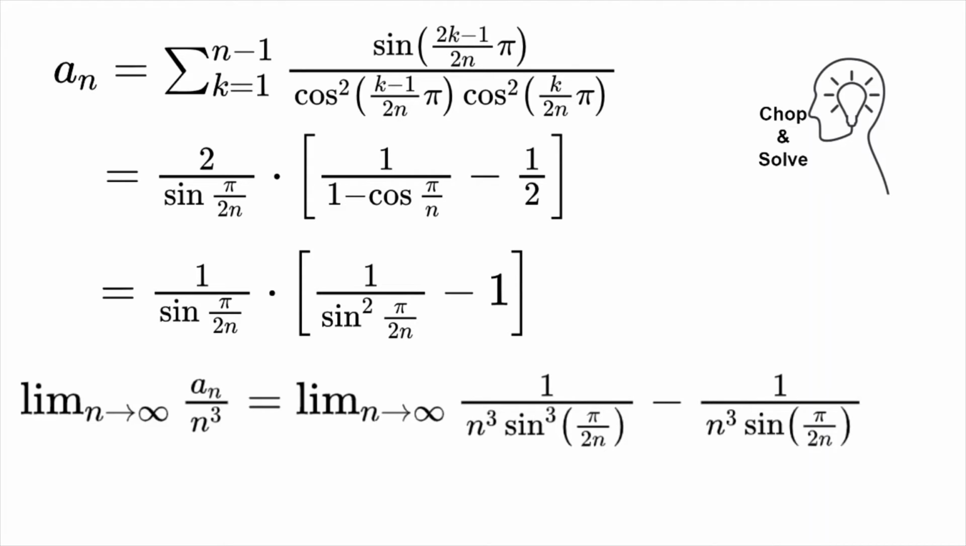The first term becomes 8 by π cubed. You can prove this very easily if you substitute π by 2n by theta, and take the limit as theta tends to 0. From that you will get the first term becomes 8 by π cubed and the second term becomes 0. So the net result is 8 by π cubed.